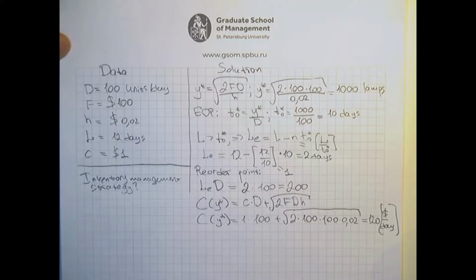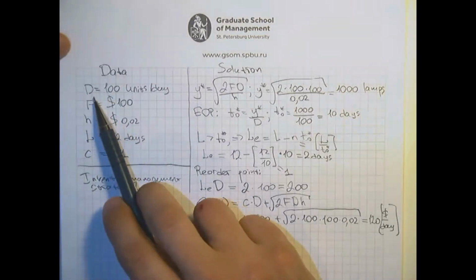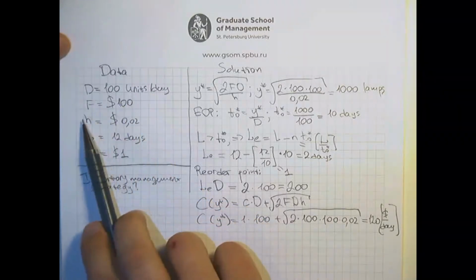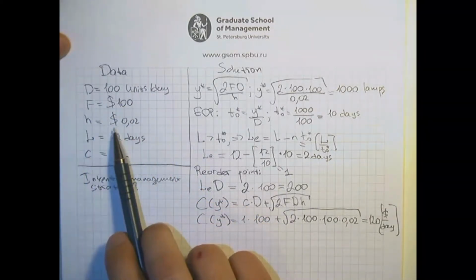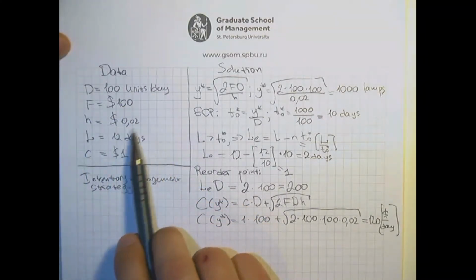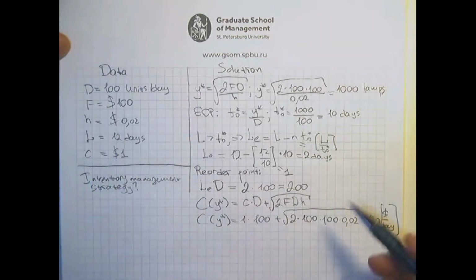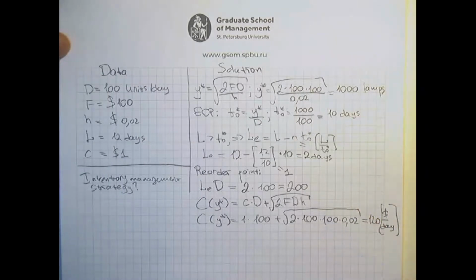As we can see, in this case all the measures are at the same scale. When we consider D, we consider units per day. F is in dollars. H is in dollars per unit per day. L is in days. And C we measure in dollars. As a result, we do not need to transform any measures to another, and we directly implement all the formulas.